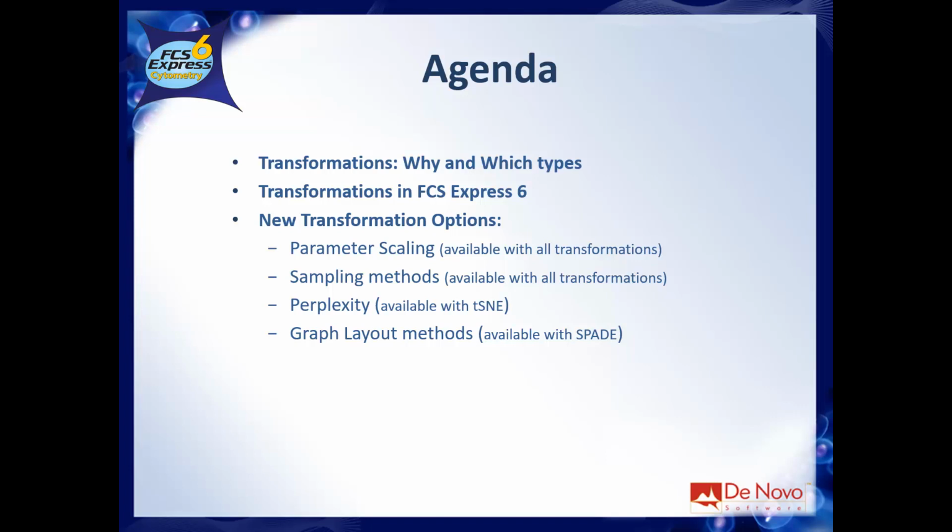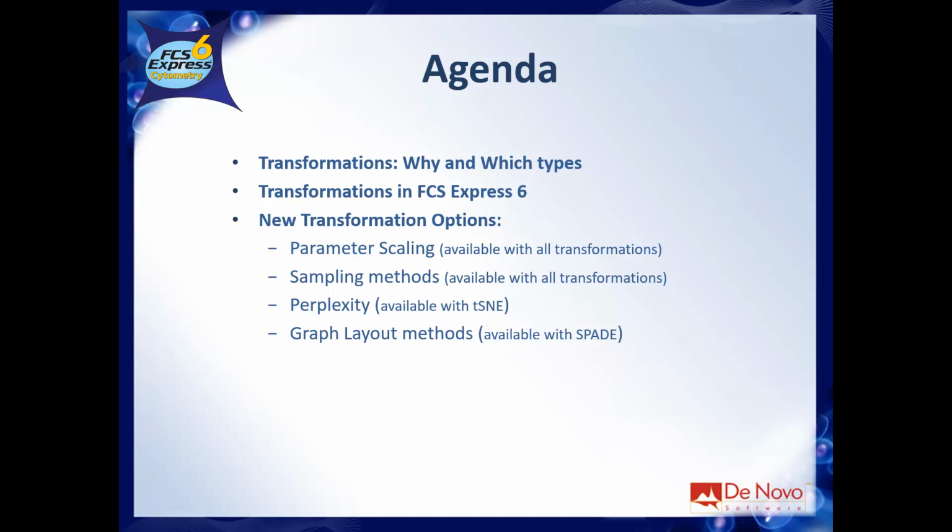So we introduced quite a lot of new features about transformation since the release of FCS Express 6. You see, we introduced the ability to define a parameter scaling, and this can be done for all transformations. We introduced the ability to sample your dataset before running a transformation, and again, this can be applied to all transformations.